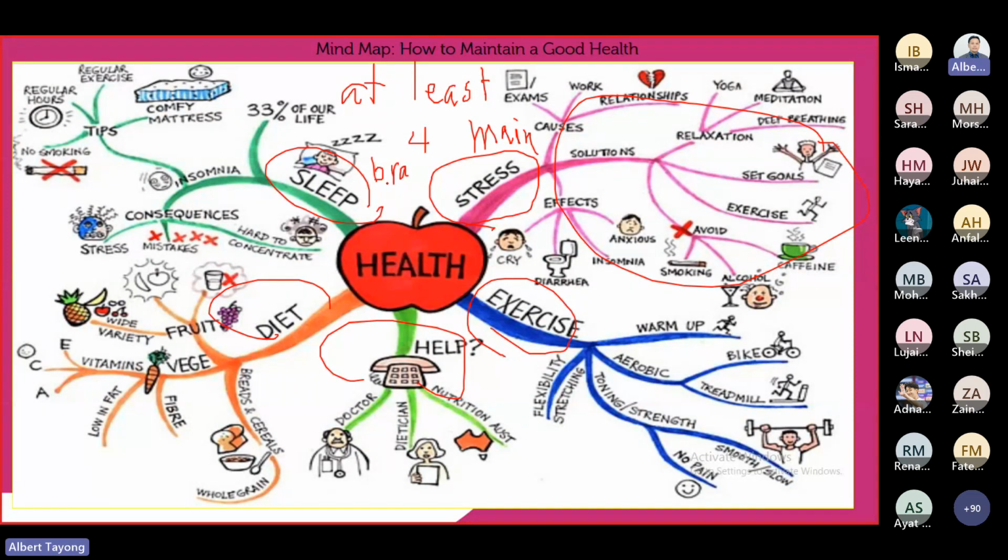The sub-branches, we have many. For example, here in stress, we talk about causes, effects, and solutions. Exercise, we have many: biking, warming up, treadmill, weightlifting, toning strength, okay, stretching, for example. So these are sub-branches. Diet, you can talk about variety of fruits, veggies, and some other things. Here, this is about sleeping. So it's up to you how you're going to be creative during the test. The more creative you are, the more marks you're going to obtain. Okay?